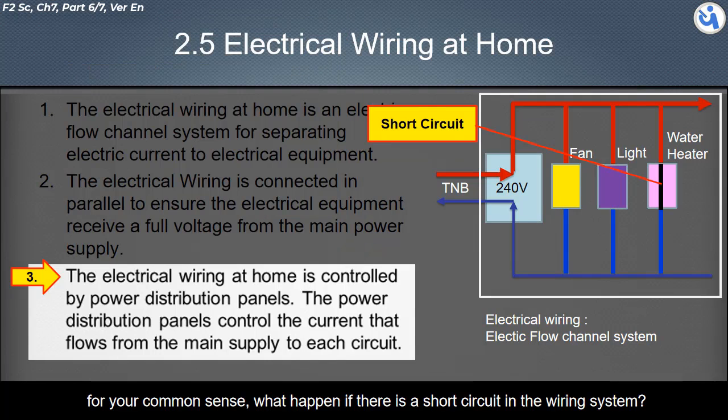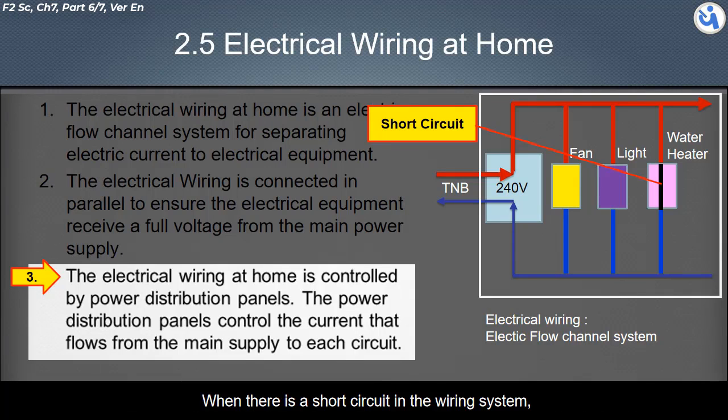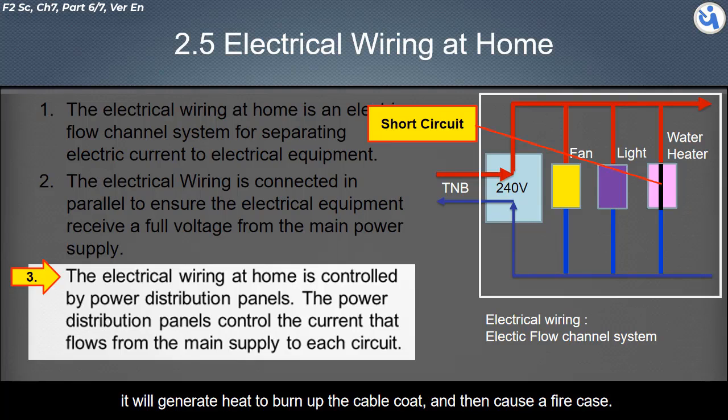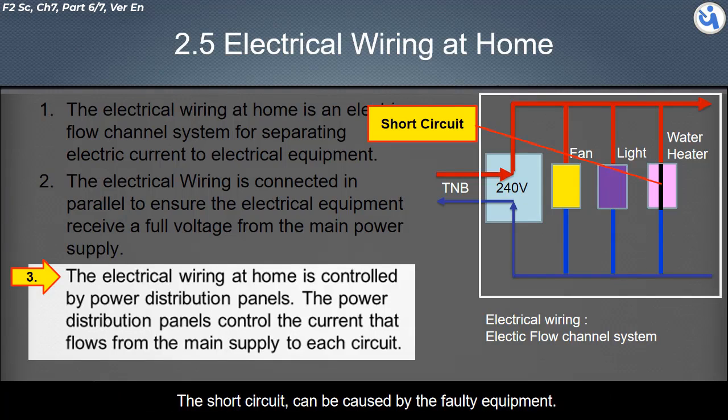For your common sense, what happens if there is a short circuit in the wiring system? When there is a short circuit in the wiring system, it will withdraw a huge current from the power source. When there is a huge current flowing in the circuit, it will generate heat to burn up the cable coat and then cause a fire. The short circuit can be caused by faulty equipment.